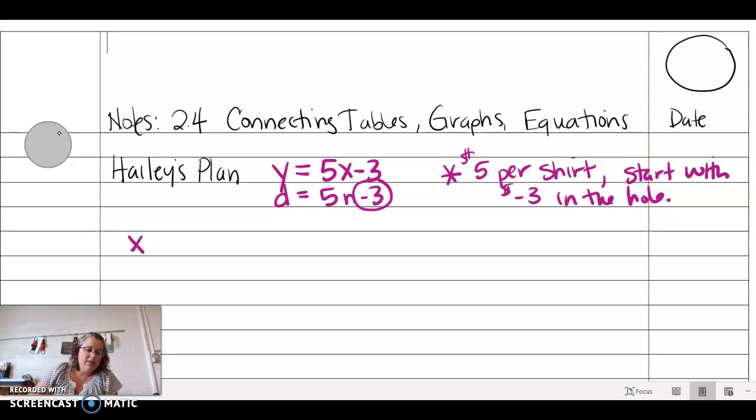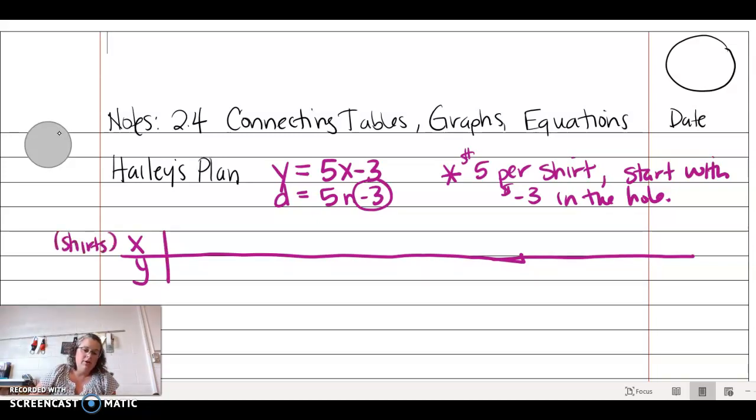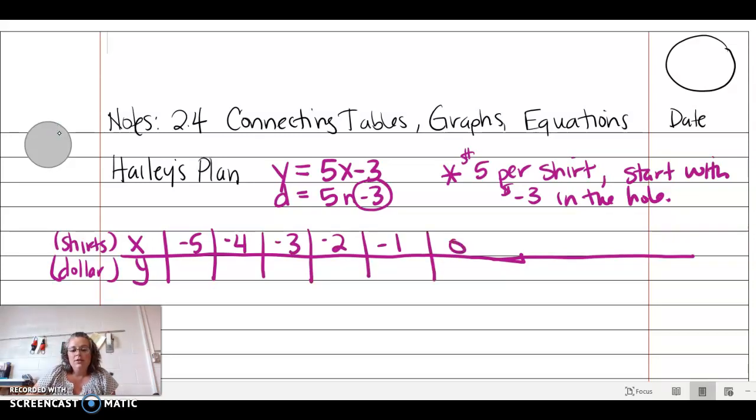All right, so I'm going to put X and Y here. We're going to make a table to show from negative 5 shirts all the way to positive 5 shirts. Remember, these are your number of shirts. And then we're looking at the dollar amount. We're trying to find the dollar amount. So negative 5, negative 4, negative 3, negative 2, negative 1, 0, 1, 2, 3, 4, and then 5.